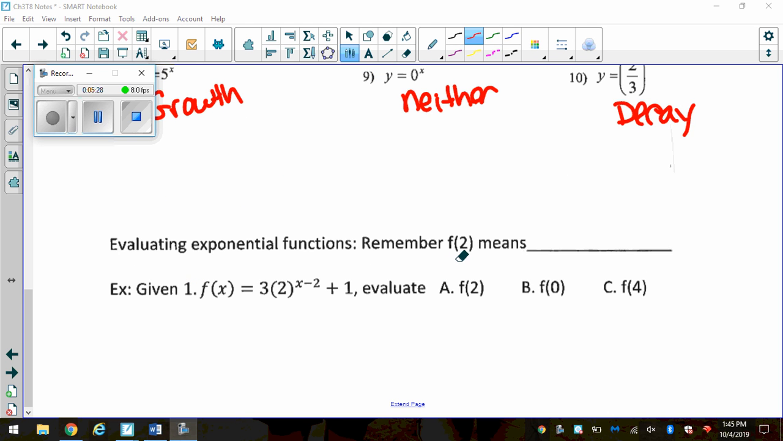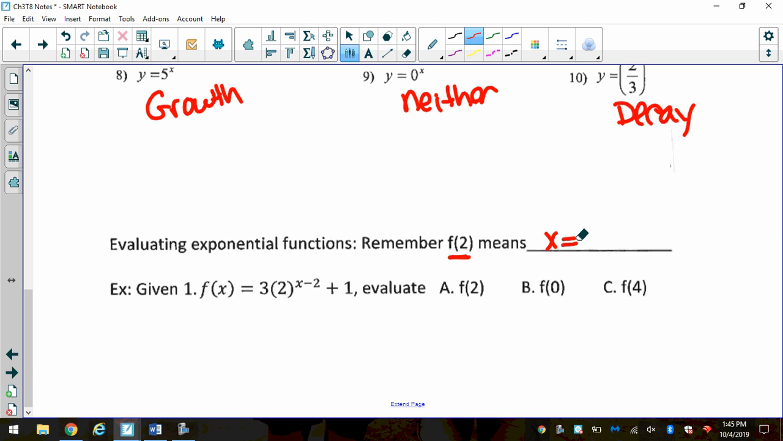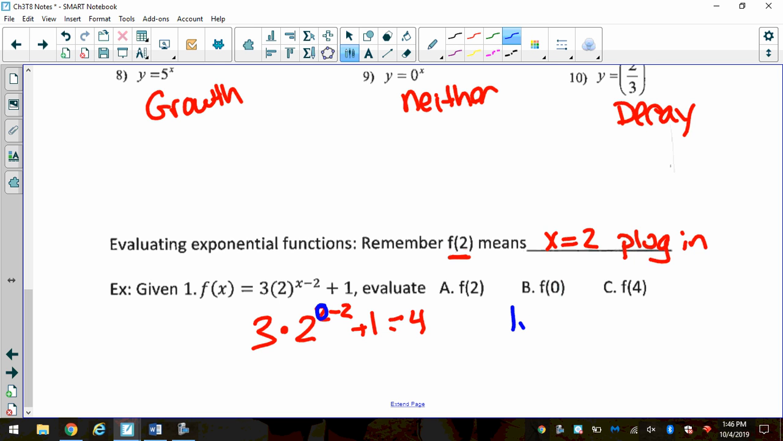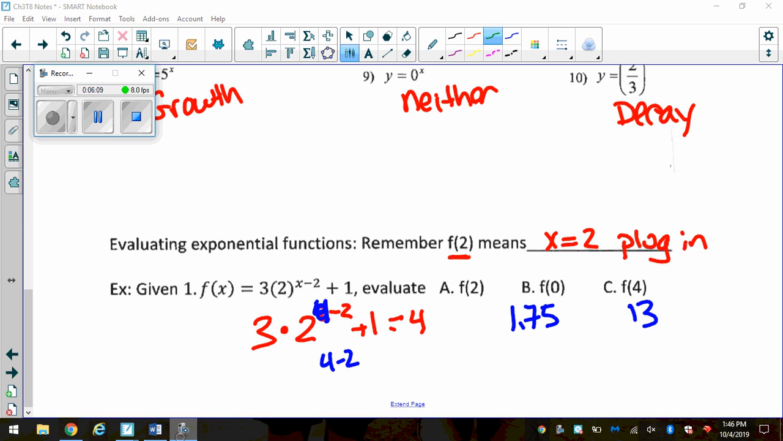If you recall what f of 2 means from our earlier lessons, that means that x equals 2, we need to plug it in to get our y. So down here, if I want to find f of 2, you're going to plug into your calculator or into Desmos this function here. So I plugged this in and I hit equals into my calculator and I got out 4. If I wanted to do 0, I just change this to a 0 now, and that will give you out 1.75. And if you wanted to do the 4, you just change to a 4 right here. It's a 4 minus 2 up there, and that's going to give you 13.